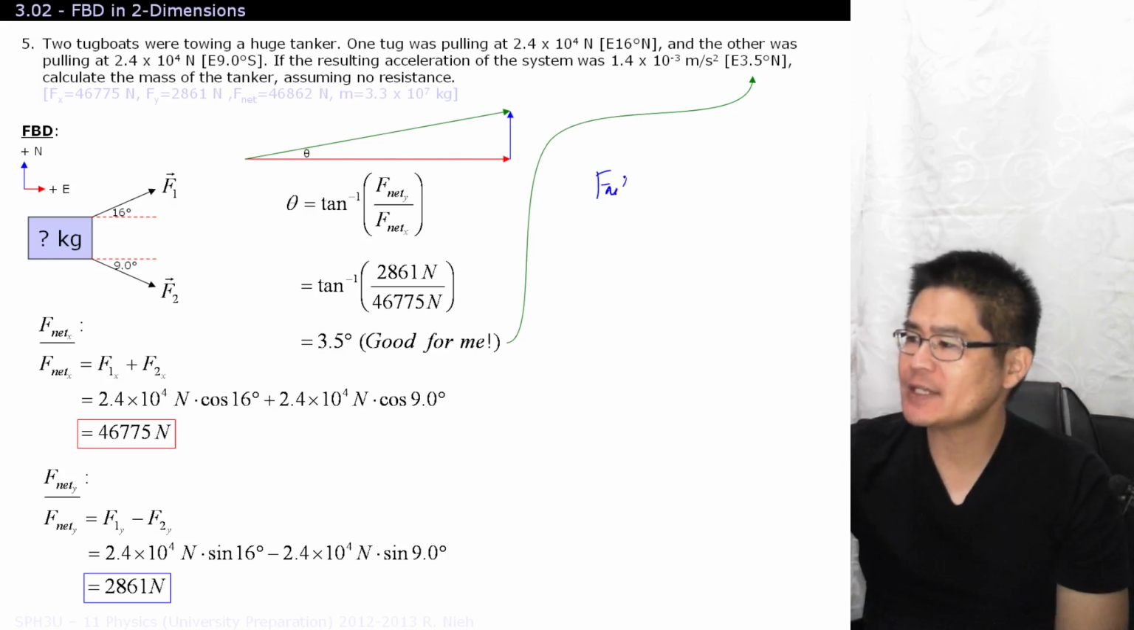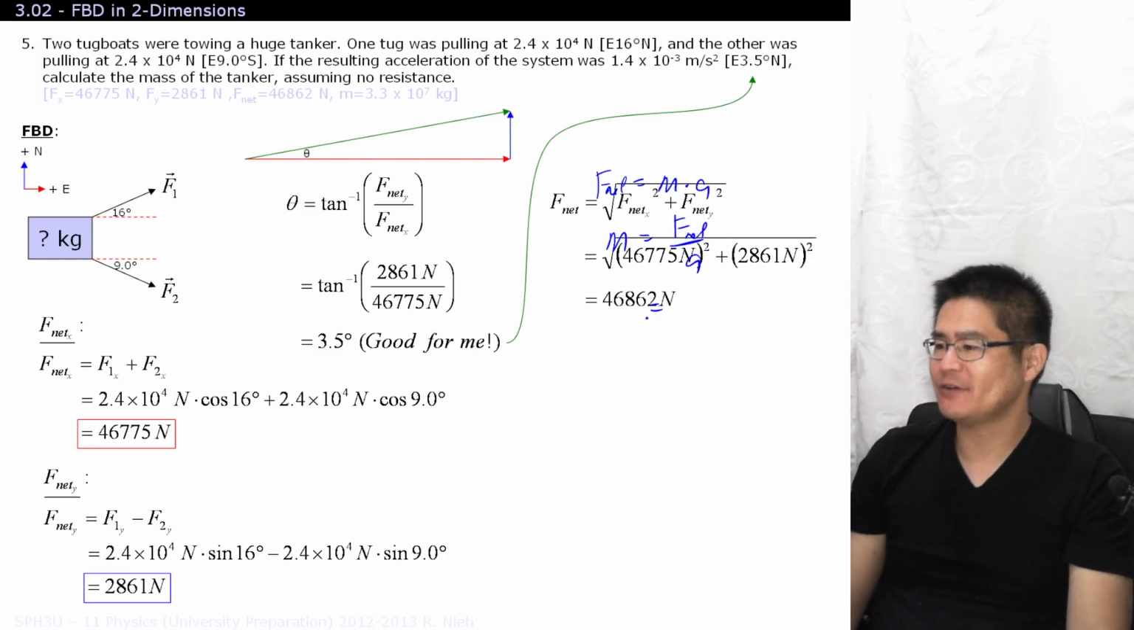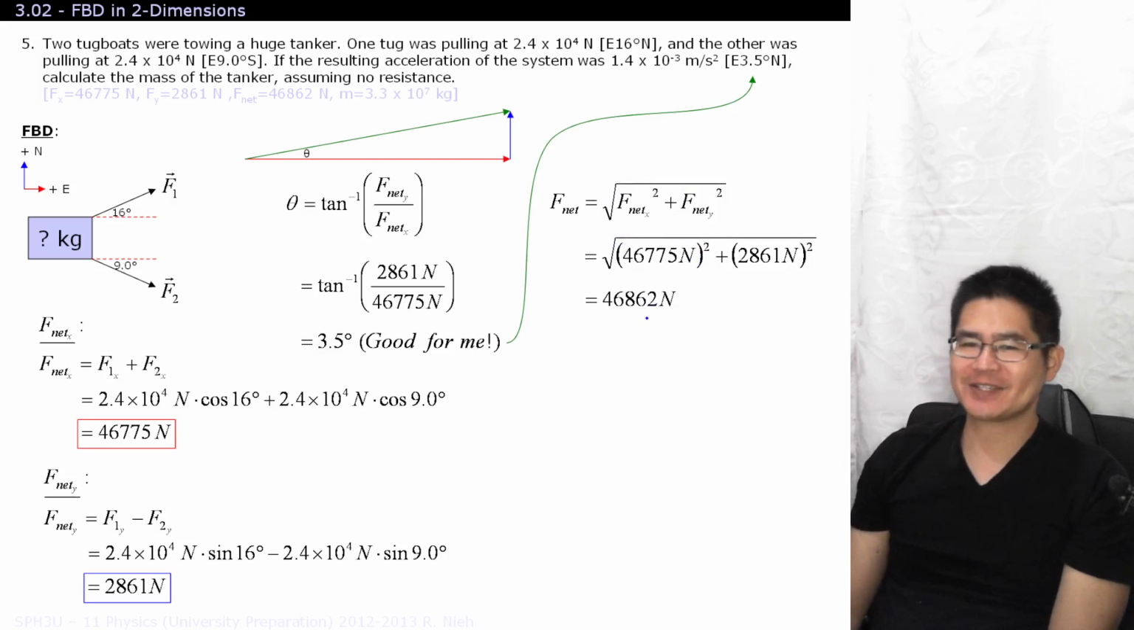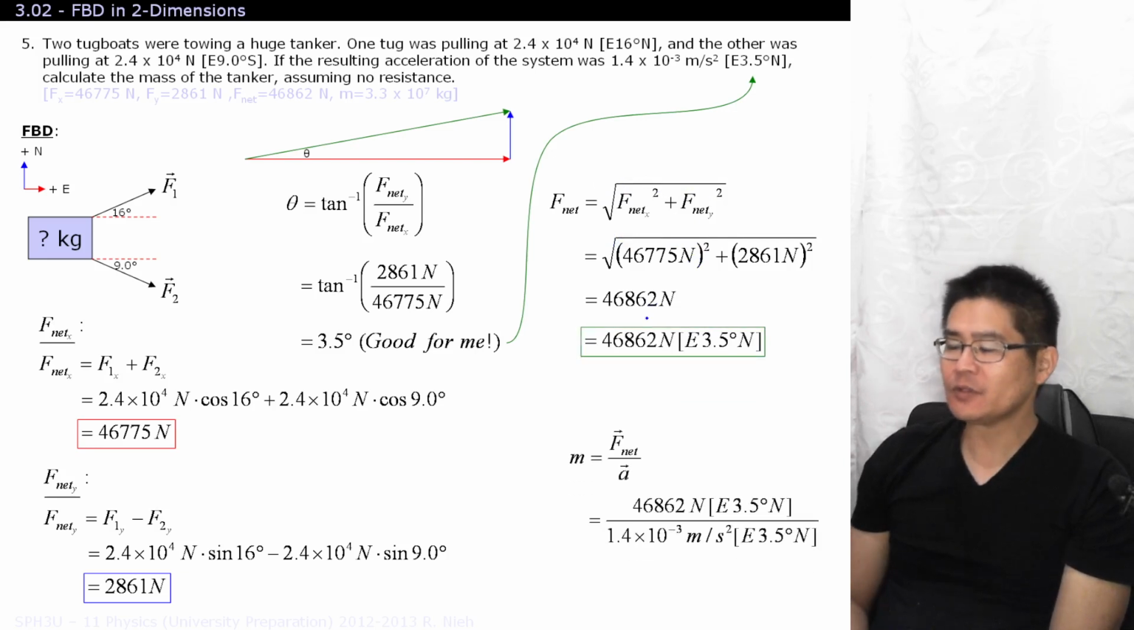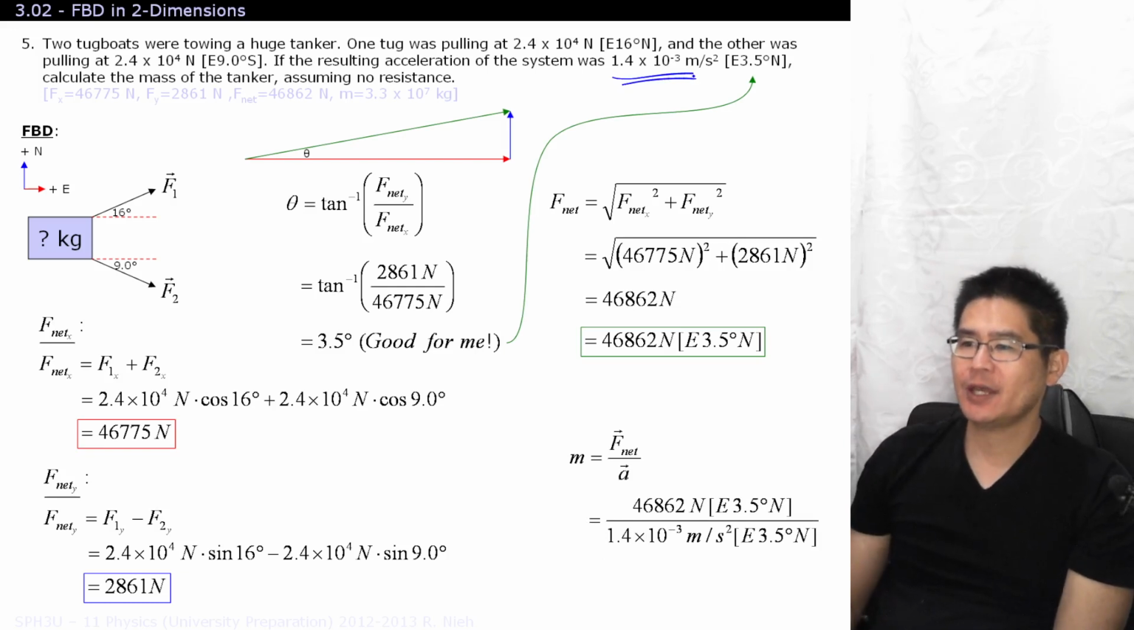Since F net is equal to mass times acceleration, then mass is therefore equal to F net divided by a. So we have our F net, that we still got to solve. There you go. 46,862 divided by the acceleration of that very slow speed, 1.4 times 10 to the negative 3 meters per second squared, as is given to you. And then that'll tell you the corresponding mass of the tanker itself.